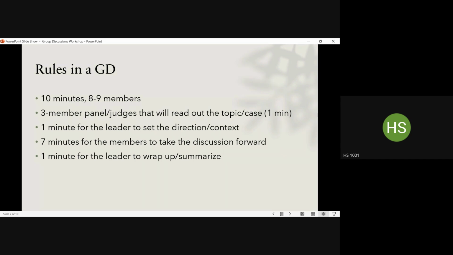Each member gets 1 minute, and in the end, the leader has to wrap up or summarize the discussion, for which he or she will once again get 1 minute. This is just about the allotment of time. We will look at each of these positions. What does a leader do? What does a member or a participant do? We look at all of that in detail.